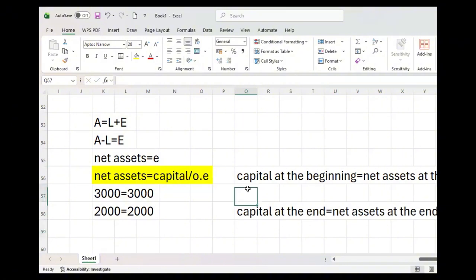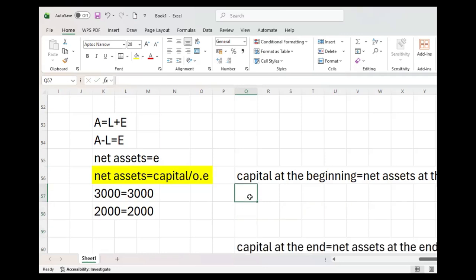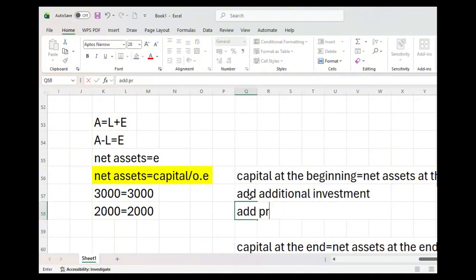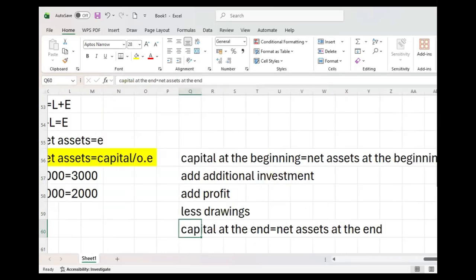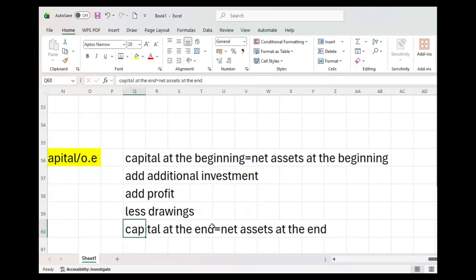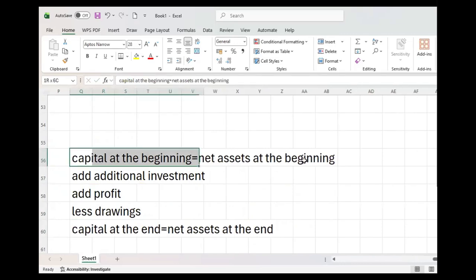So here, we can expand the formula. This is where we are doing the net assets approach. So I'll add my additional investments, I'll add my profits, I'll subtract my drawings, and then it will give me my capital at the end. Do you see what's happening? So this is the same.